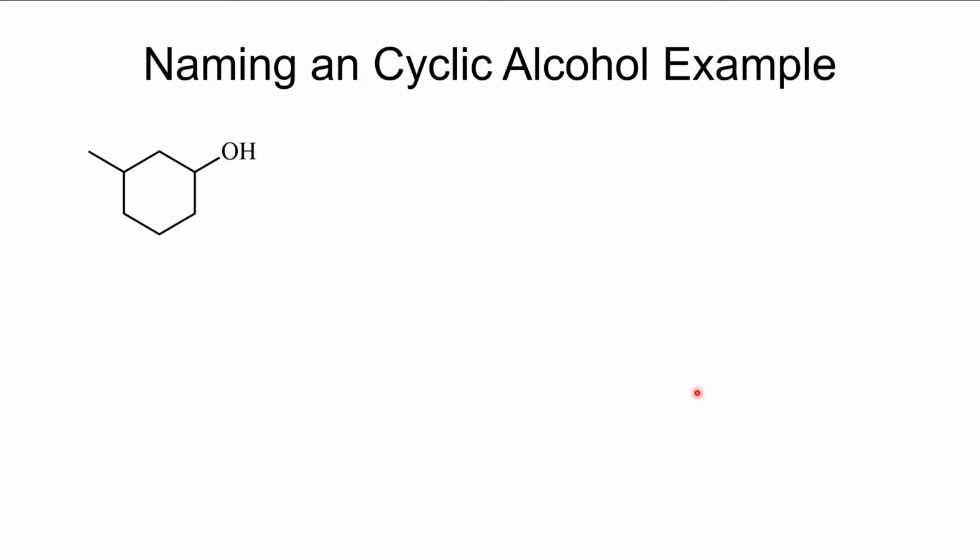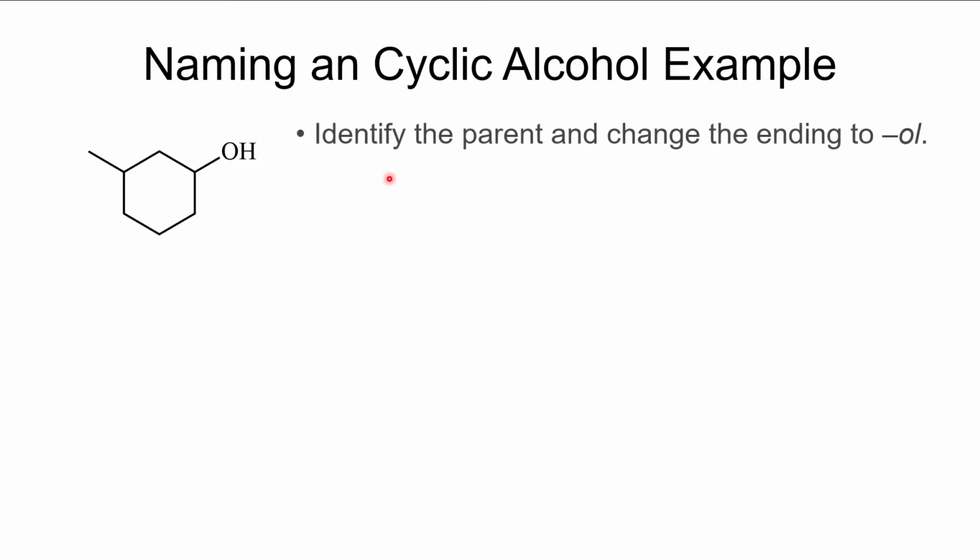When we're doing cyclic alcohols, like this one with the OH on a cyclohexane ring, we'll just change the parent chain, which is the ring, change its ending from "ane" to "anol". So we'll change the E to an "ol". And so this is a cyclohexanol. Now we haven't named the substituent yet. We'll have to name that.